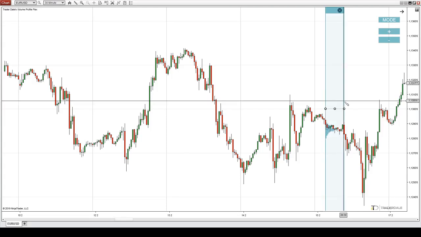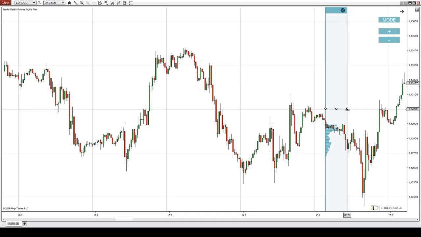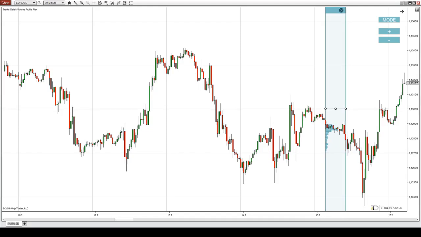If I use the profile to see where the volumes were, it was in here, and a very nice reaction to it, a pretty aggressive one. So another nice reaction to the volume accumulation setup.